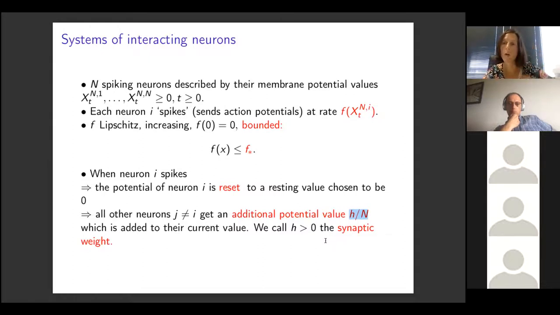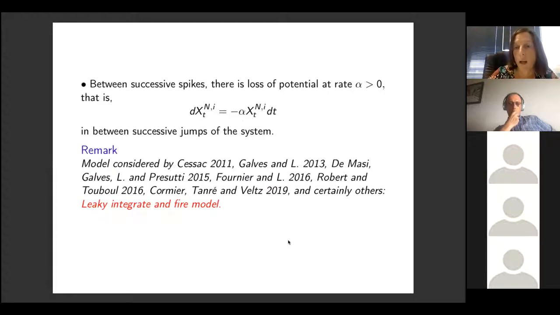You have to think of really spiking neurons, and in between successive spikes we have a leakage effect, which I take to be at exponential speed. The potentials of the neurons are lost at rate minus alpha times X_t in between the successive jumps of the system.